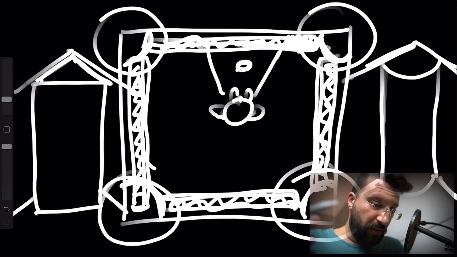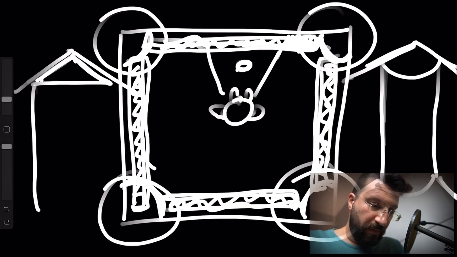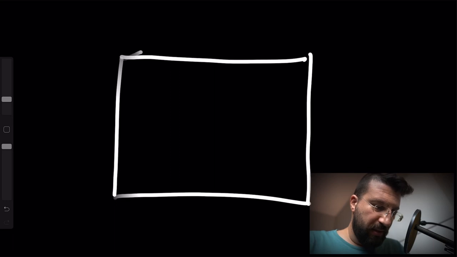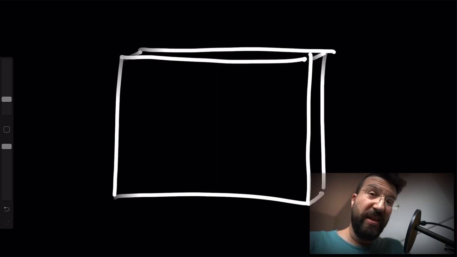So let's go check out what happens with the dimensions and the construction. So these panels come in different sizes. Mine are in centimeters because I use the metric system. I was born and raised in Europe.